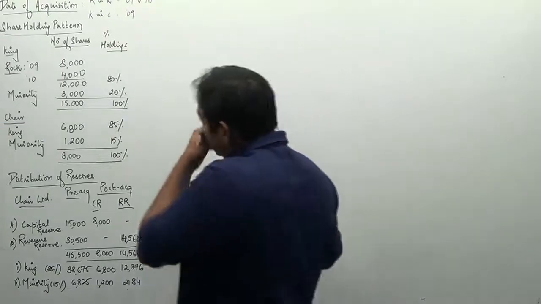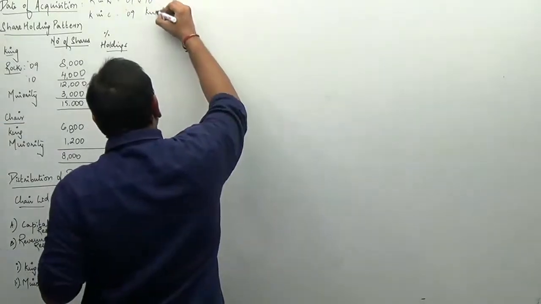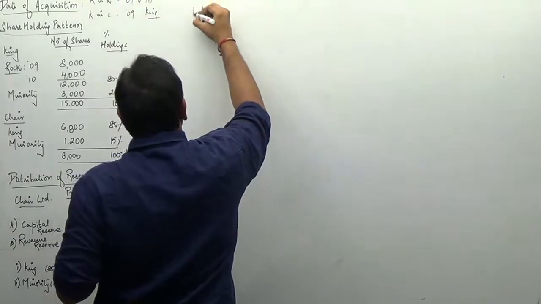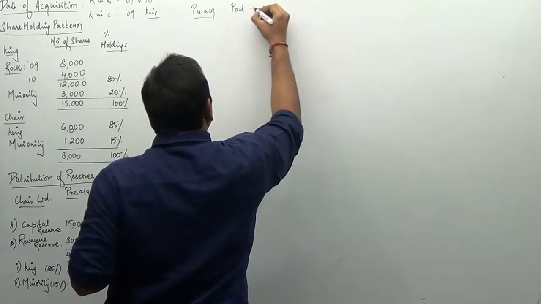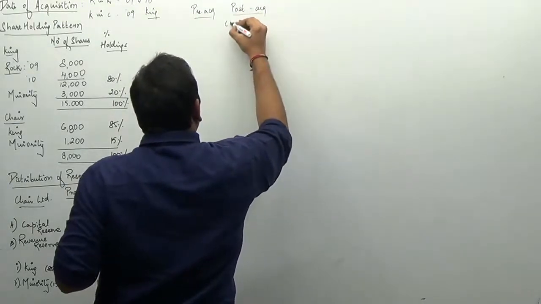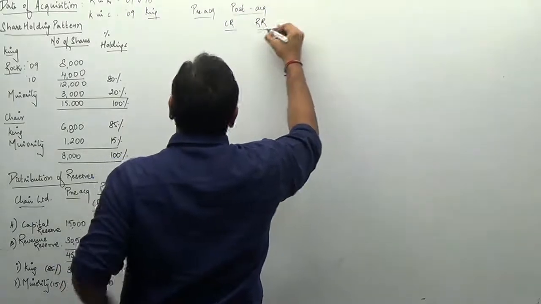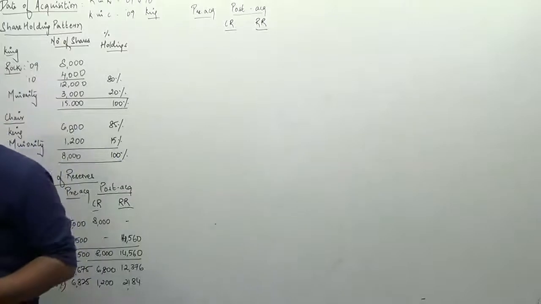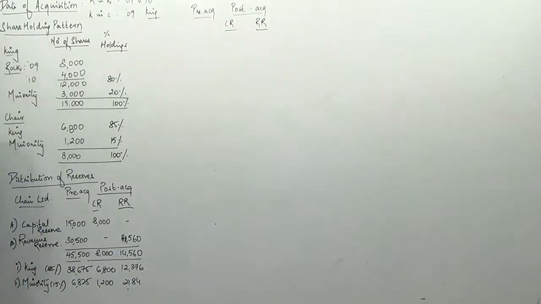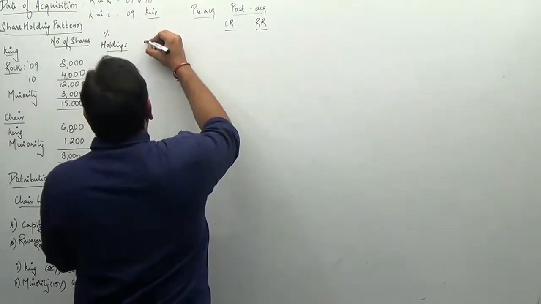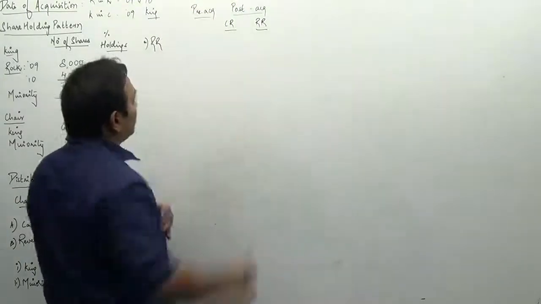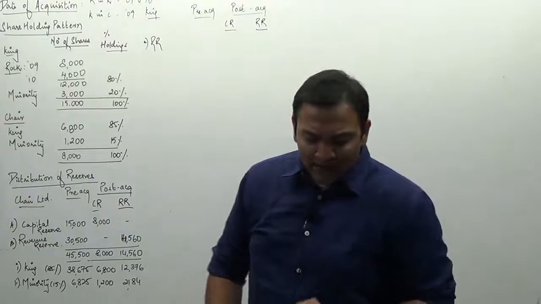Now go for King. Distributions, pre-acquisition and post-acquisition. Post-acquisition, capital reserve and revenue reserve. King, come on. I have only one reserve, that is revenue reserve, if you observe. For King, I don't have a capital reserve.